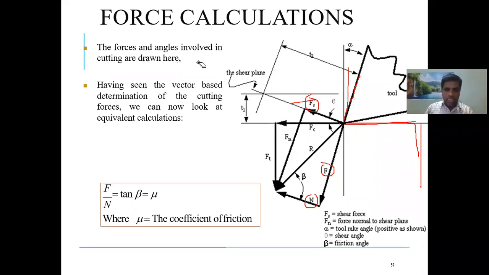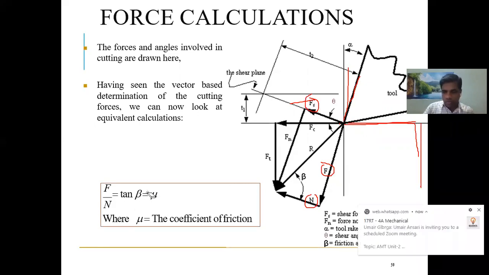Here the forces and angles involved in cutting are drawn, and we have seen the vector diagram for determination of the cutting forces. Determination means whatever forces we can calculate or measure. Among all the forces, the easiest to find are FC and FT. If you know these two, the other values can be found through this geometry. The formula for calculating the friction angle is F by N equal to tan beta, which equals the coefficient of friction.